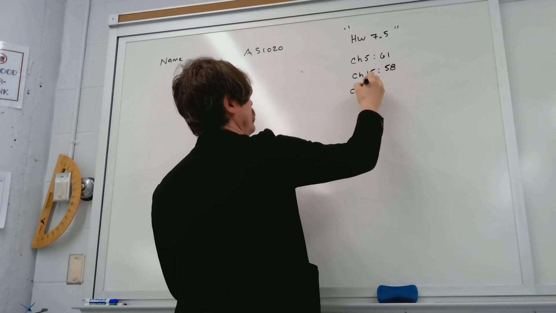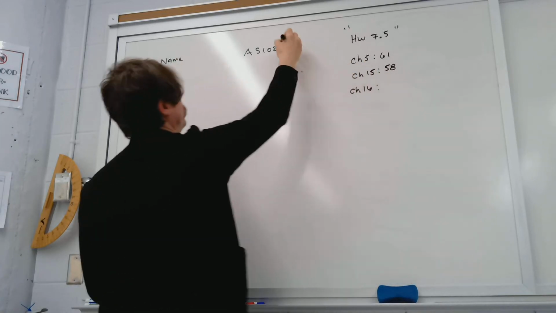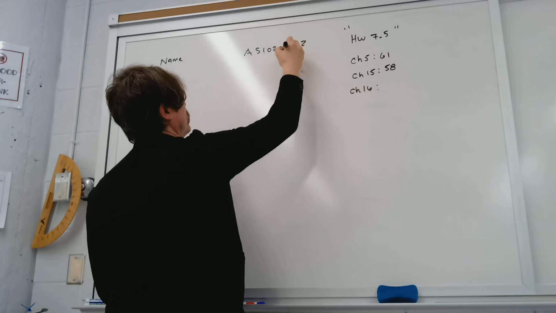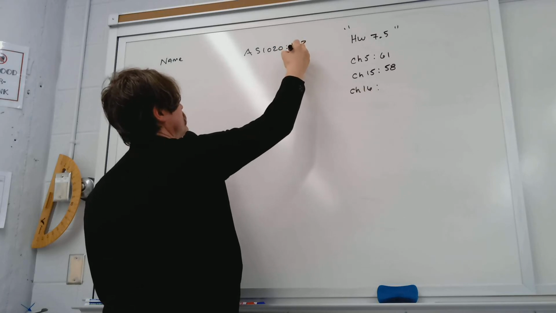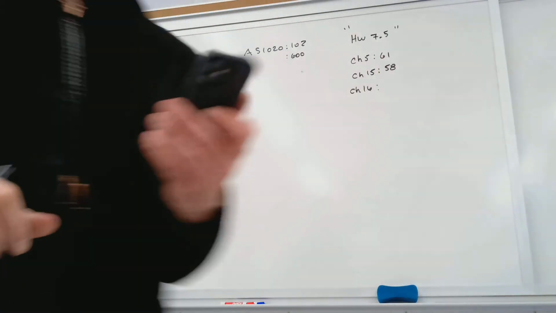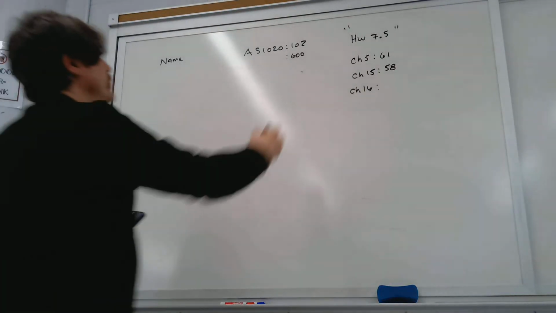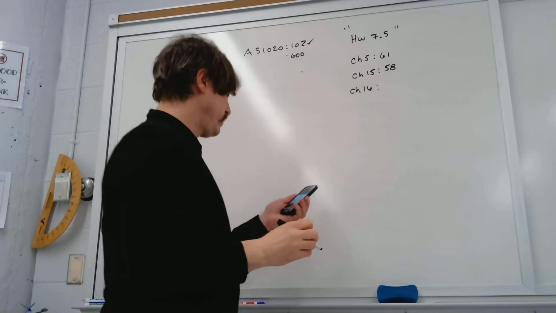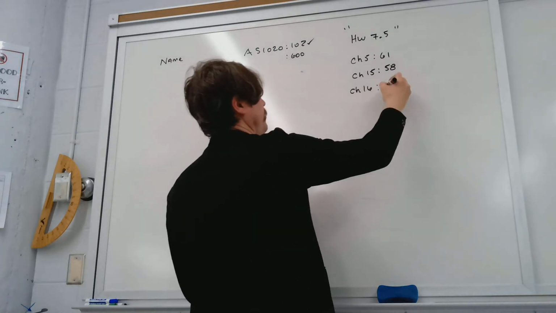Are we section 103? You guys are 102. The online class is 600, I think. So depending on which section you're in, for you guys, you want to do 102. Okay, chapter 16 is 50 and 59.